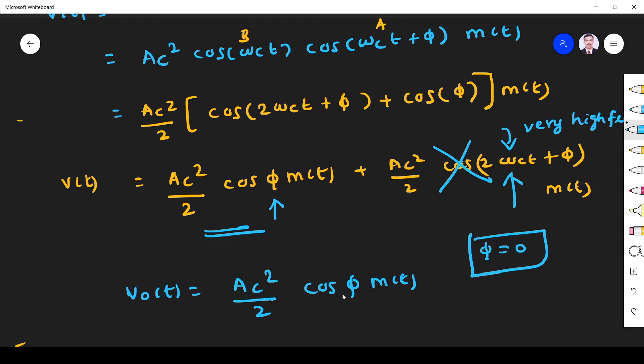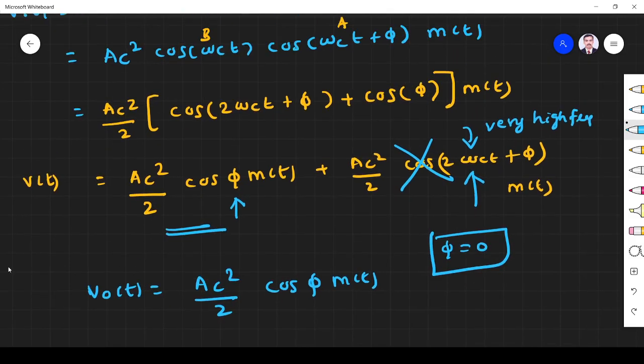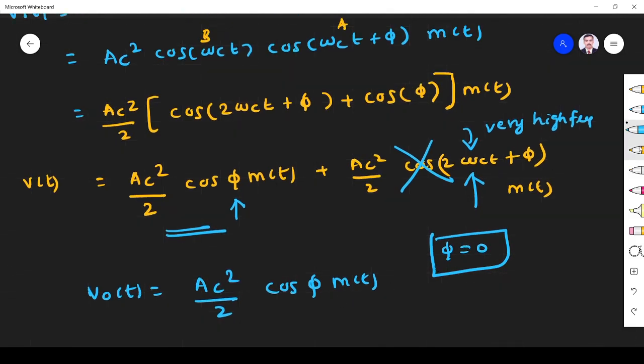So the maximum value of the demodulated output is equal to what? Ac squared by 2 m of t. Yes or no? m of t is my message signal. Why did I put it like this? Because cos phi has a maximum value of 1. So the maximum value of the demodulated output, this is constant only.